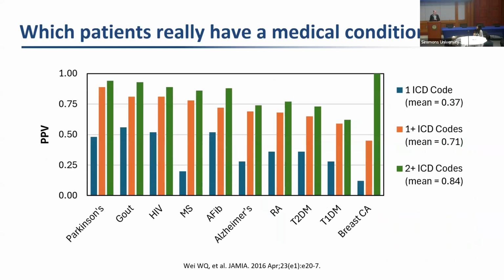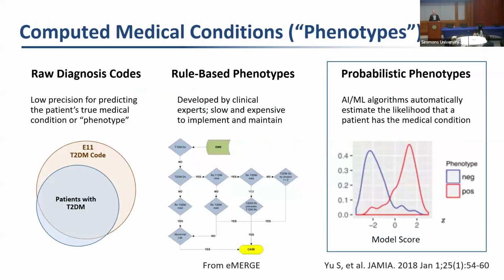Here's some actual numbers behind that done at Vanderbilt a number of years ago. So for patients who have a single diagnosis code for a condition, on average across different diseases, only 37% of those patients actually had the medical condition. As you require multiple codes, so more than one visit for diabetes, that goes up, but then you start losing patients and introducing some biases. It's also not consistent across different conditions. Some diseases, the diagnosis code is really good, and others, they're not so good. So this is this EHR data quality problem that we're trying to address.